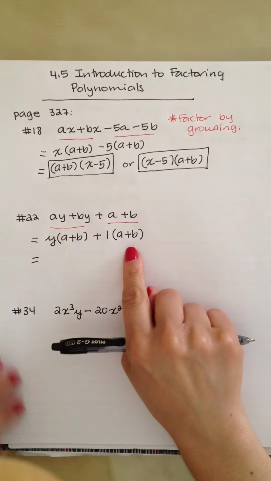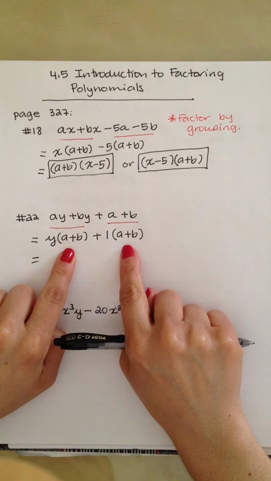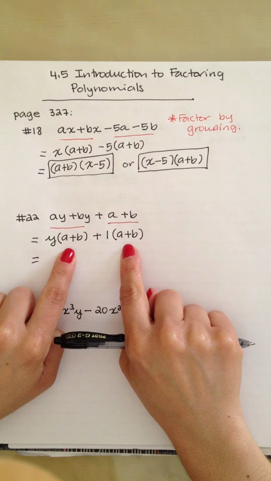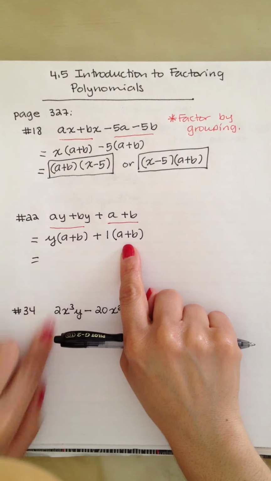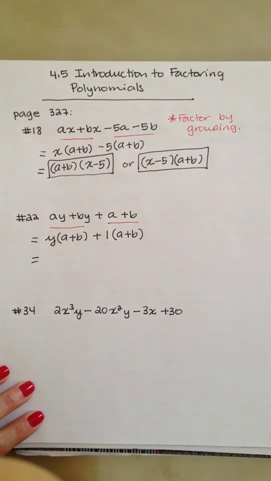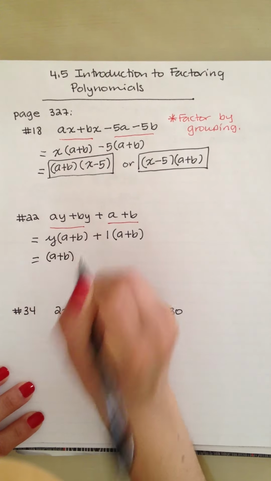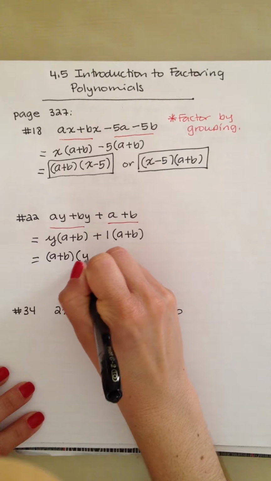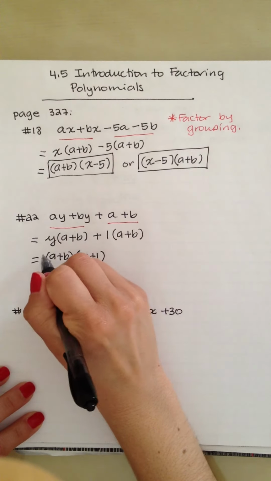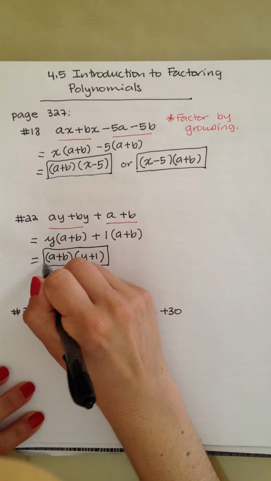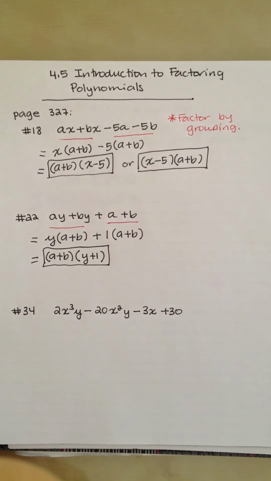Because notice, again, you have to make sure that what's in the parentheses is exactly the same, which it is. And so a plus b is our GCF, greatest common factor. So we have a plus b parentheses y plus 1, and that's now completely factored, and that's our final answer.